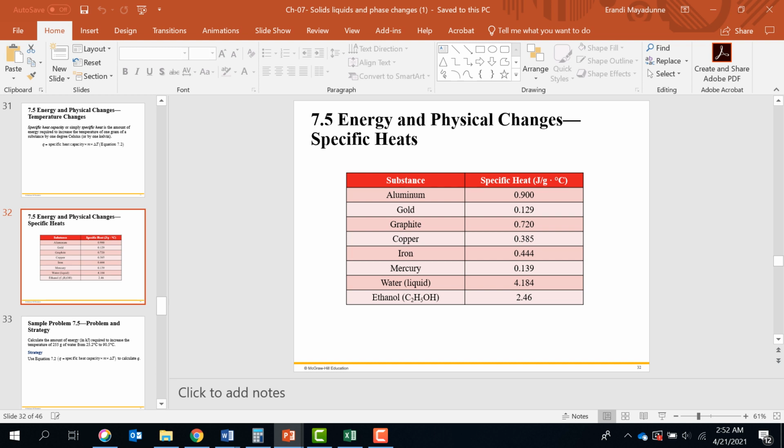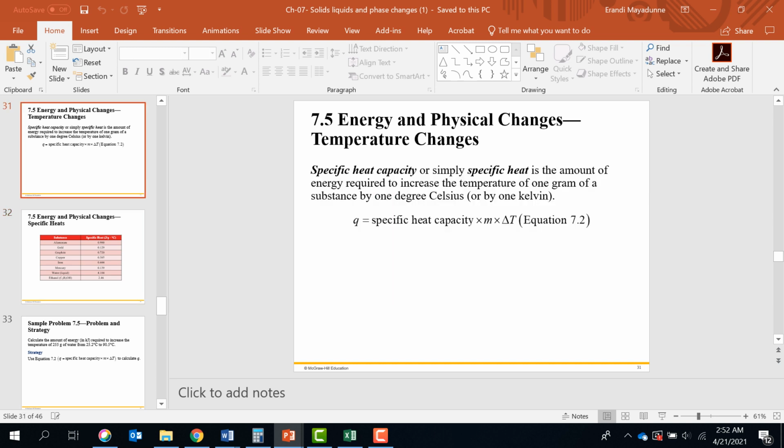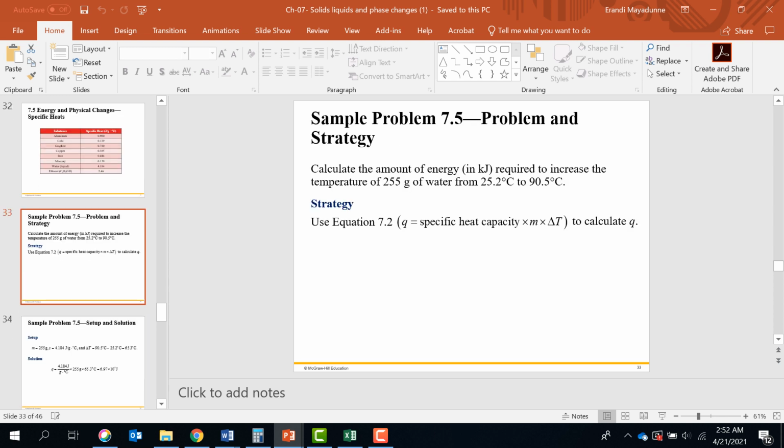So these are the specific heat capacities. You don't have to memorize them, they're given in the table. So you multiply the specific heat capacity, mass, and temperature difference, and you get the heat. I have done a simple calculation here.